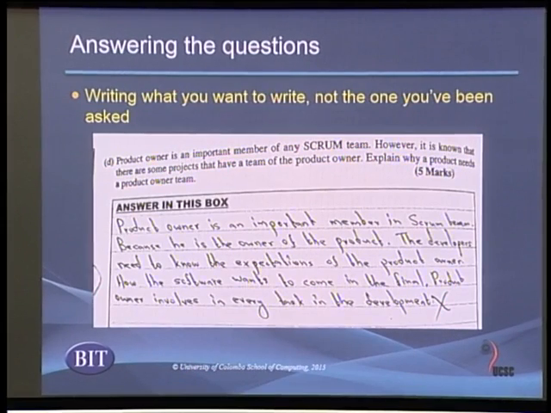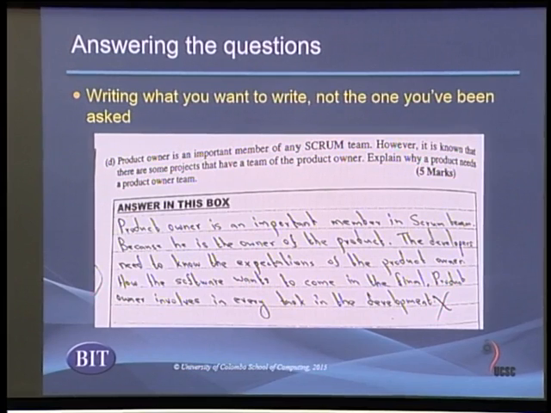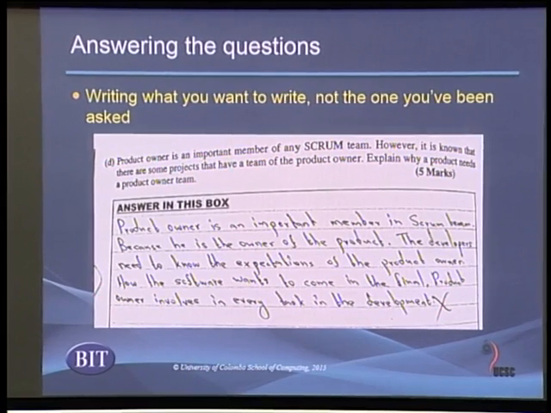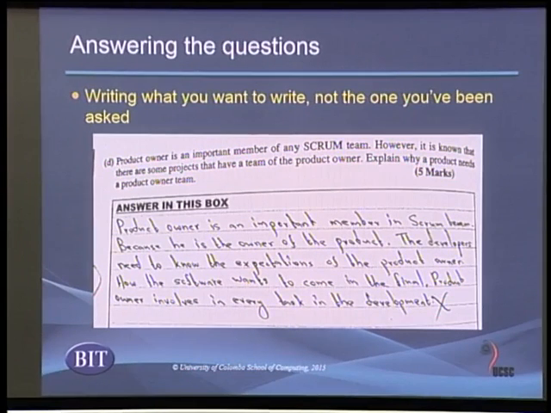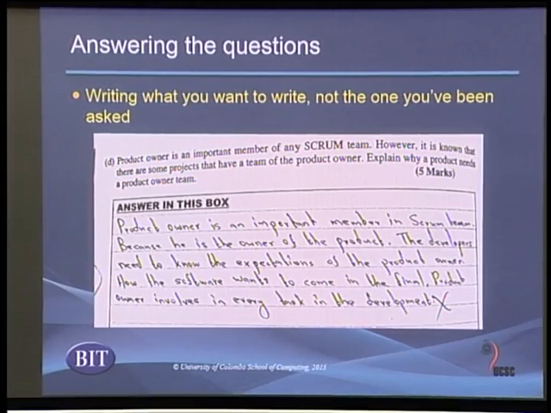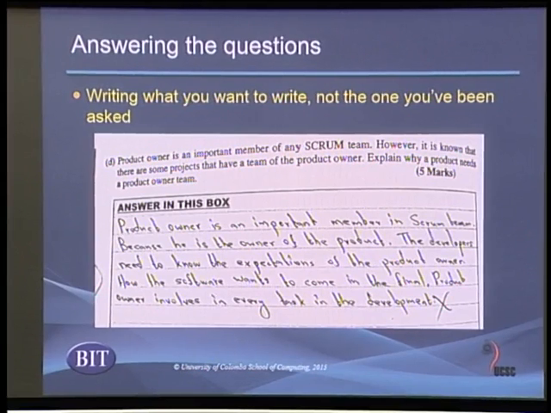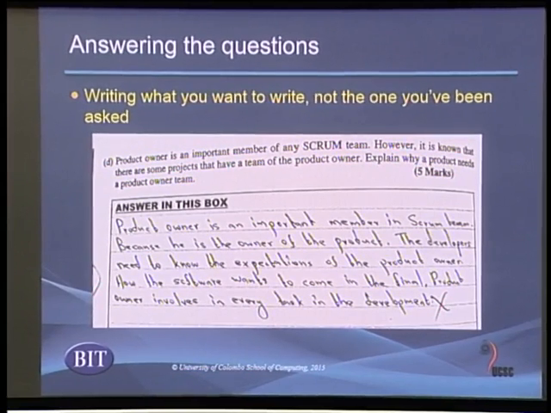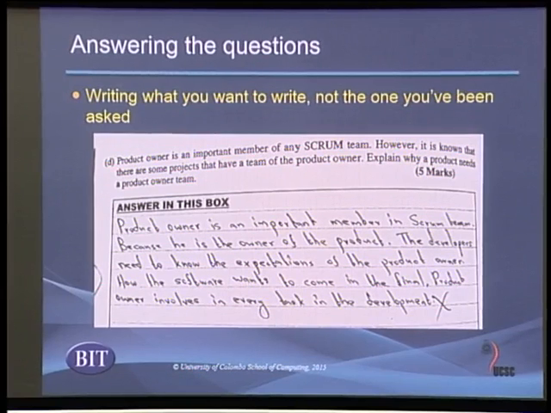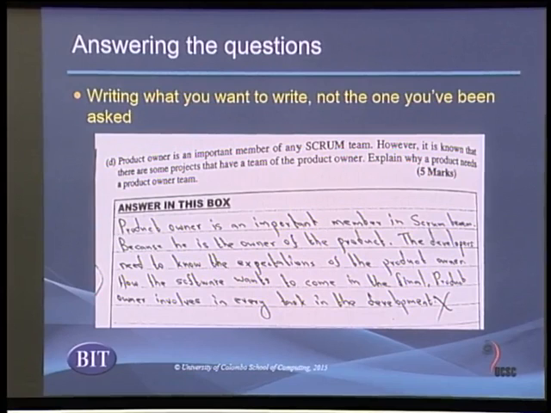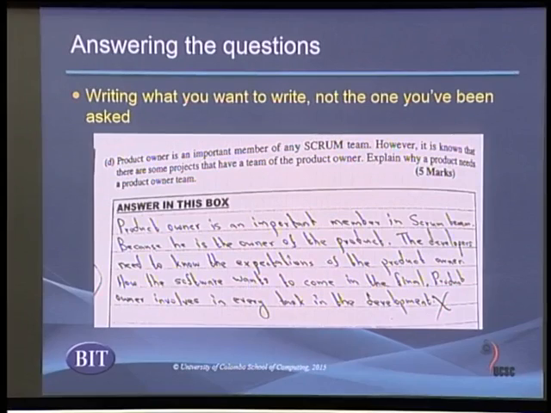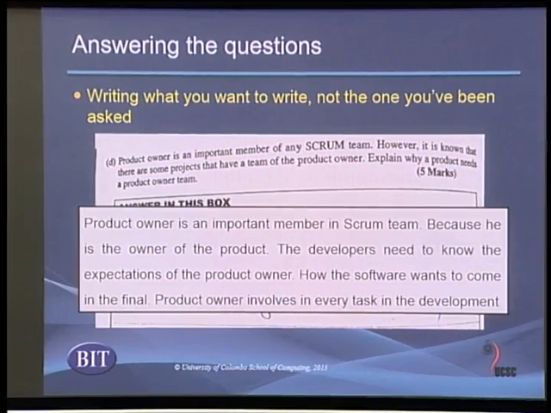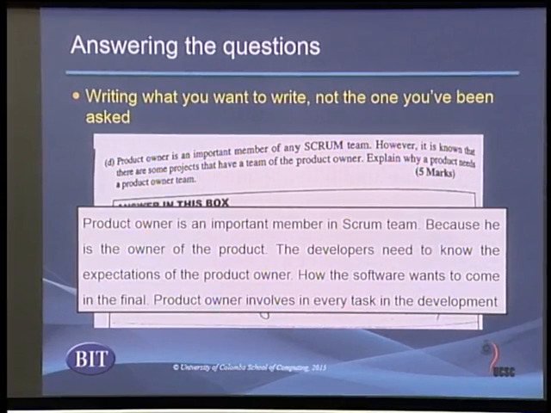The next critical mistake: when writing answers, you are writing what you want to write, not what you have been asked. Another example, the question would be: the product owner is an important member of any Scrum team. However, it is known that there are some projects that have a team of product owners. The question is: explain why a product needs a product owner team. I'm sure you can't read the answer written, so I have typed the answer. This is basically the exact answer that the student has given.